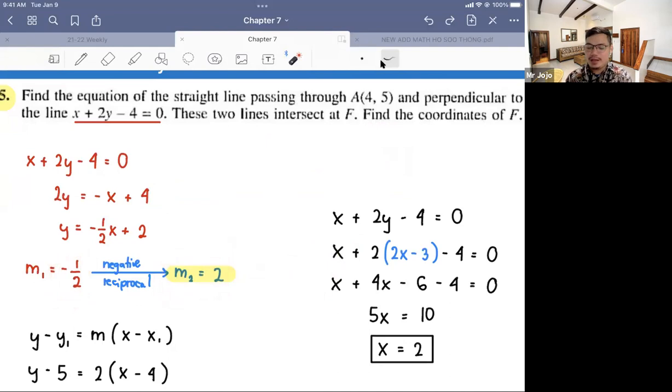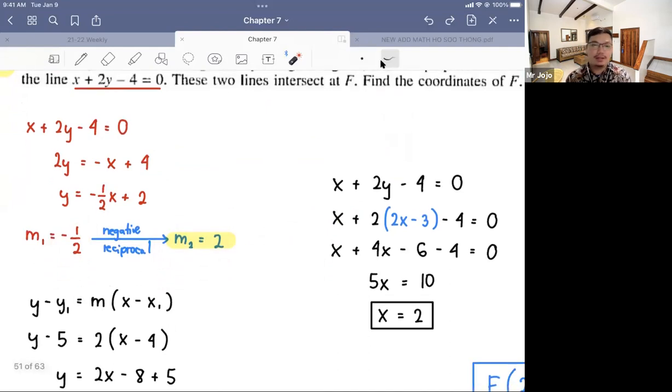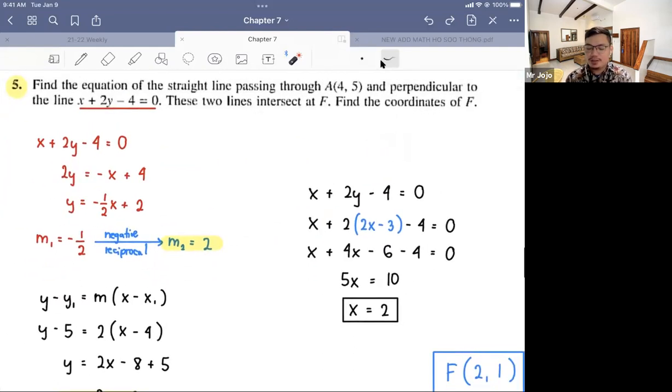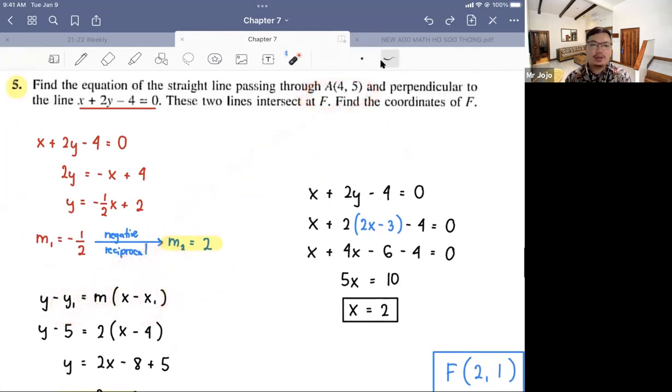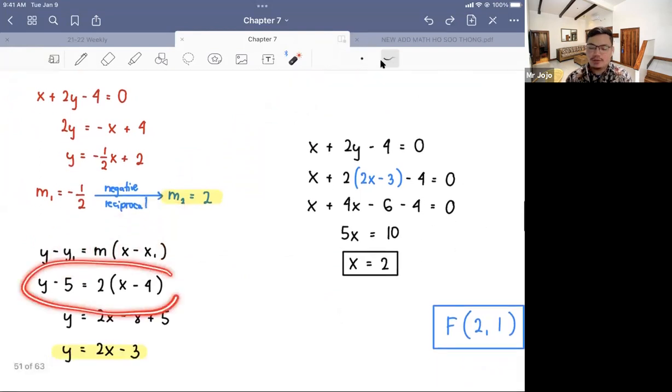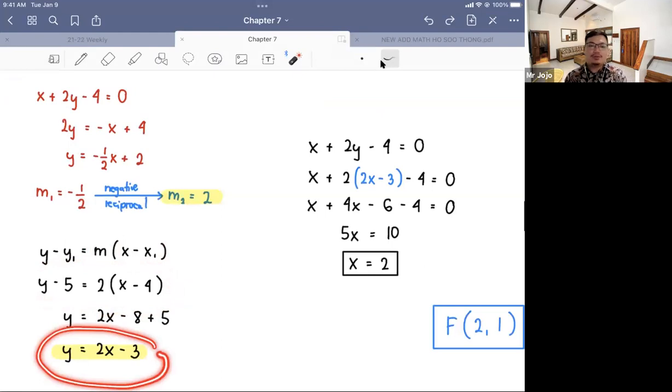There you go. Now, can I find the equation of the line AF? Yes. Using this formula, I now have my gradient. I have my x and y values from point A, right? So from there, I can now solve and get the equation of line AF. Substituting everything here, I'll get y minus 5 equals 2 times x minus 4. And then simplifying everything, this is now my equation: y equals 2x minus 3.